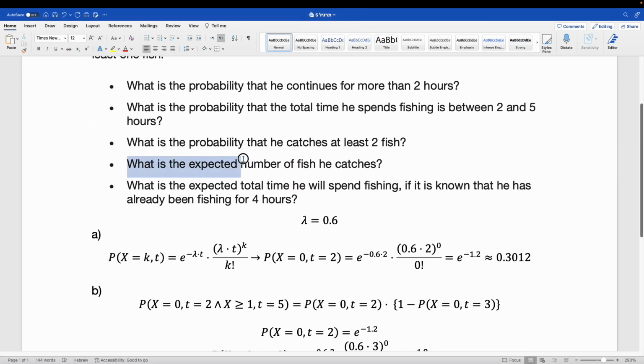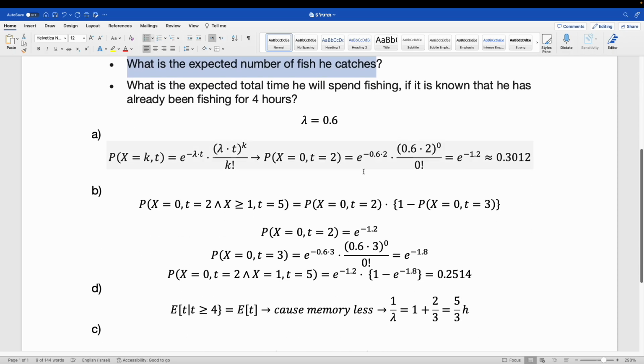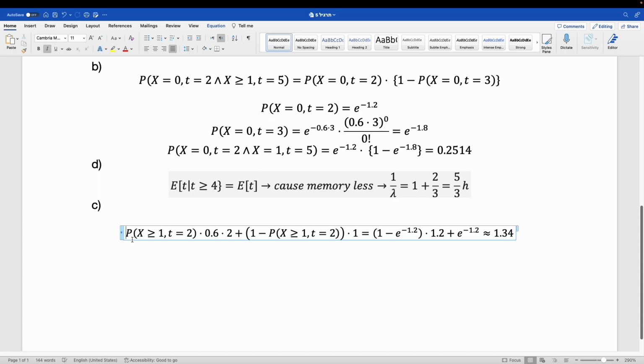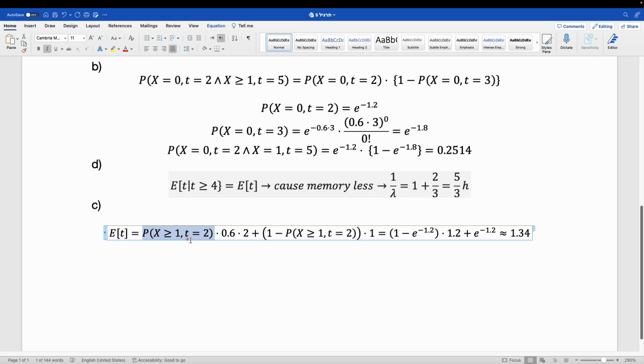And what is the expected number of fish he catches in total? This we will need to split into two parts. First of all will be the part where T is less than or equal to 2, so when he waits only 2 hours. And then we will need to look at what happens when he waits more than 2 hours. First, the number of fish he catches up until then is approximately 1.2, because he catches 0.6 fish per hour, he waits for 2 hours, then he catches 1.2 fish in the first 2 hours.